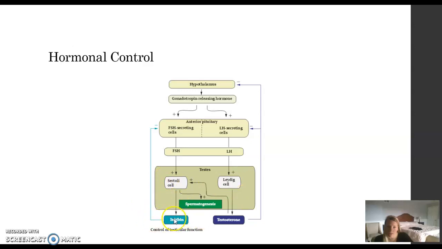So inhibin is going to go back and negatively inhibit the FSH release, and testosterone is going to go back in a negative way and inhibit, at the anterior pituitary, the LH secreting cells, and also inhibit the hypothalamus. And this is just to maintain control over how much sperm is being produced at a given time.